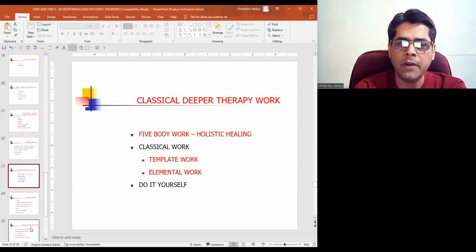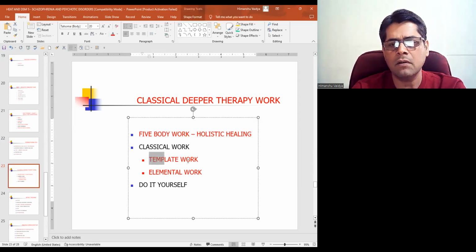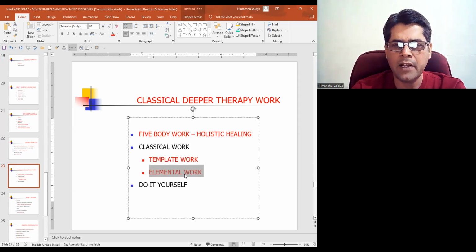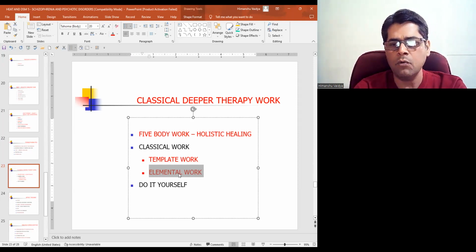And then we go to template work and deeper elemental work. Template work, of course, by and large we do, but elemental work is different. Which elements have to be worked upon? Because the therapy approach is also informed by the elemental analysis we have done. So we don't have to wait for 100 sessions for something to come up.